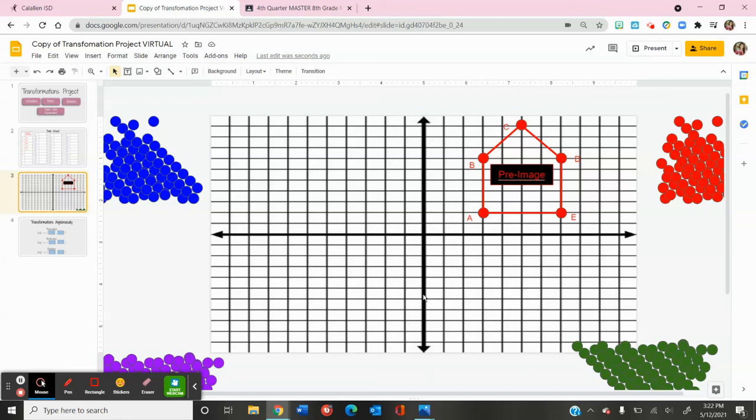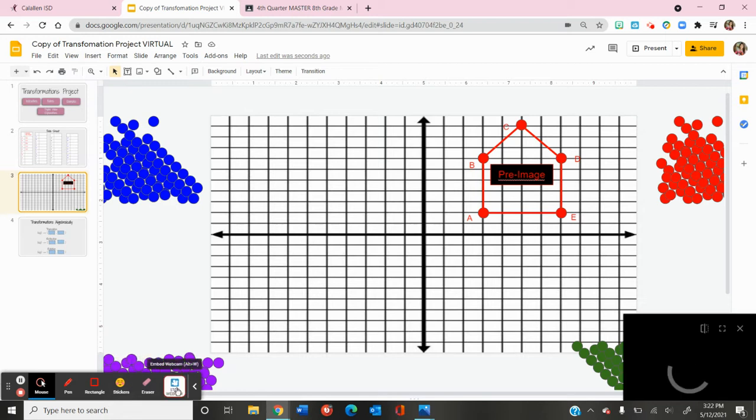Today is day 2 of your transformation project, and in this video we will be rotating 90 degrees counterclockwise. Now I'm going to be showing you how to rotate your image by swapping your points. So we'll be actually doing this on our data sheet.